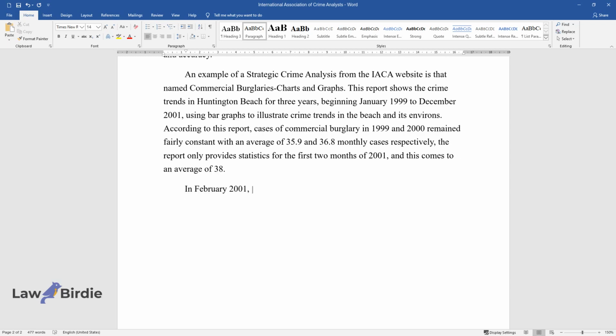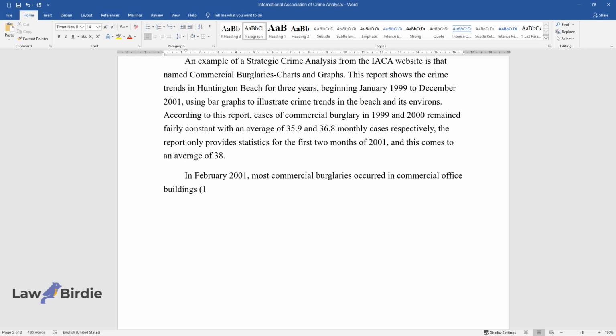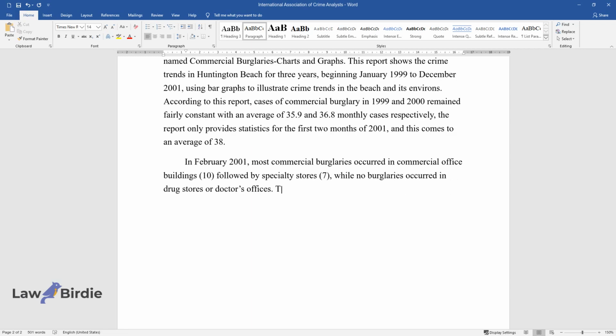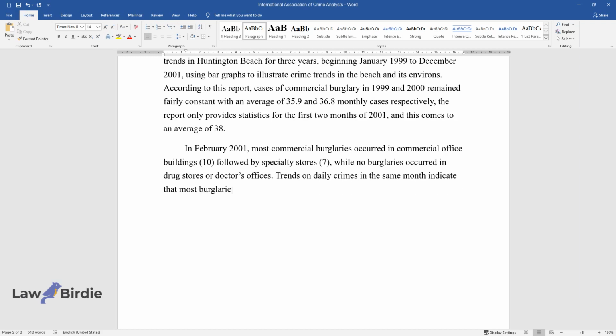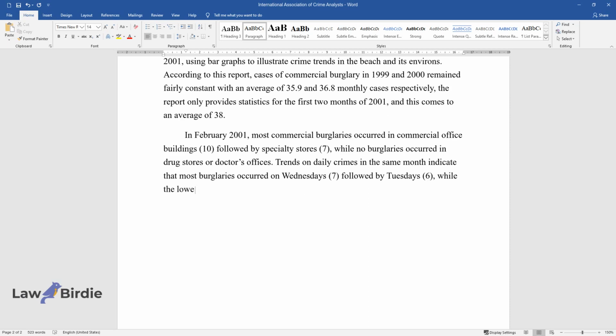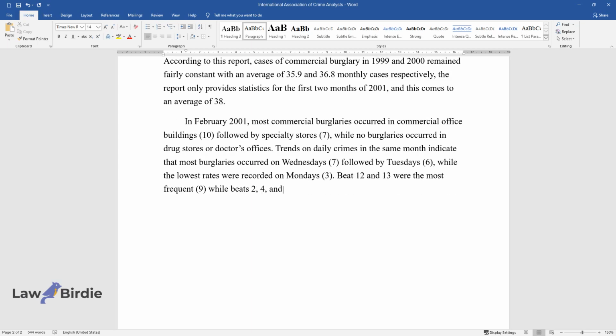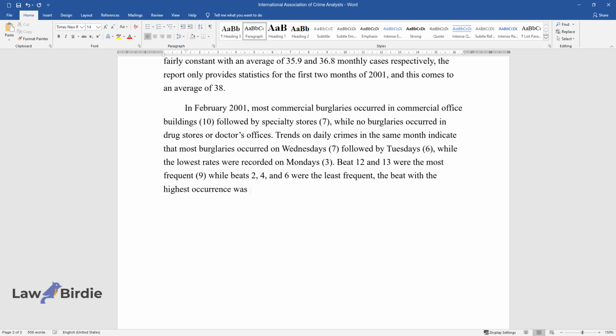In February 2001, most commercial burglaries occurred in commercial office buildings, 10, followed by specialty stores, 7, while no burglaries occurred in drugstores or doctors' offices. Trends on daily crimes in the same month indicate that most burglaries occurred on Wednesdays, 7, followed by Tuesdays, 6, while the lowest rates were recorded on Mondays, 3. Beat 12 and 13 were the most frequent, 9, while beats 2, 4, and 6 were the least frequent. The beat with the highest occurrence was recorded on Sunday.